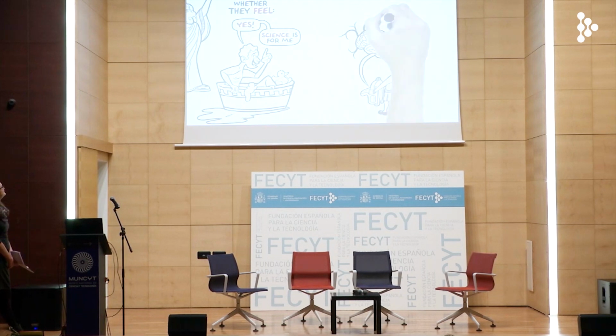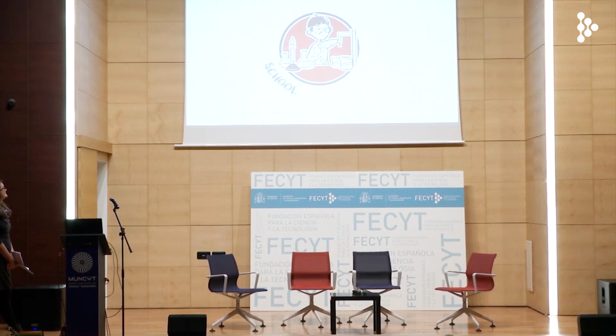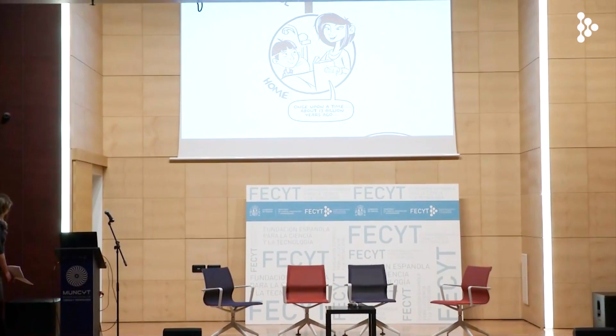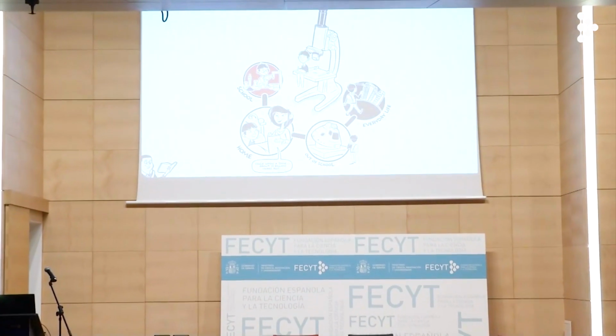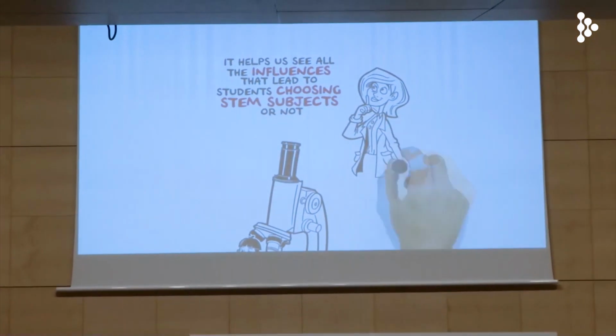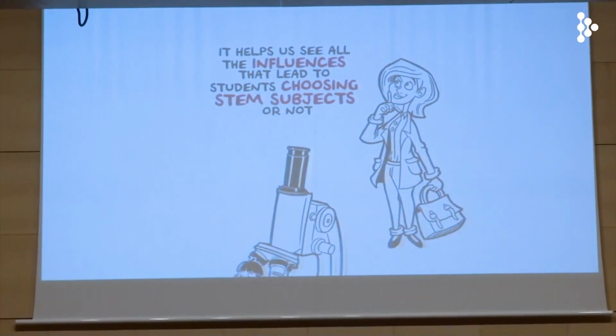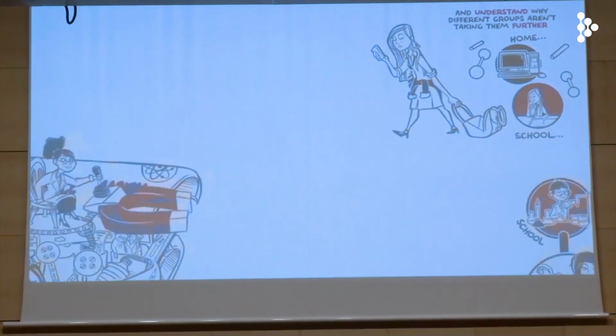Our research shows that the more science capital a child has, the more likely they are to follow STEM subjects. Science capital comes from a variety of sources, including school, home and family, out-of-school science learning, and the things people experience in their everyday lives. It helps us see all the influences that lead to students choosing STEM subjects or not, and understand why different groups aren't taking them further.